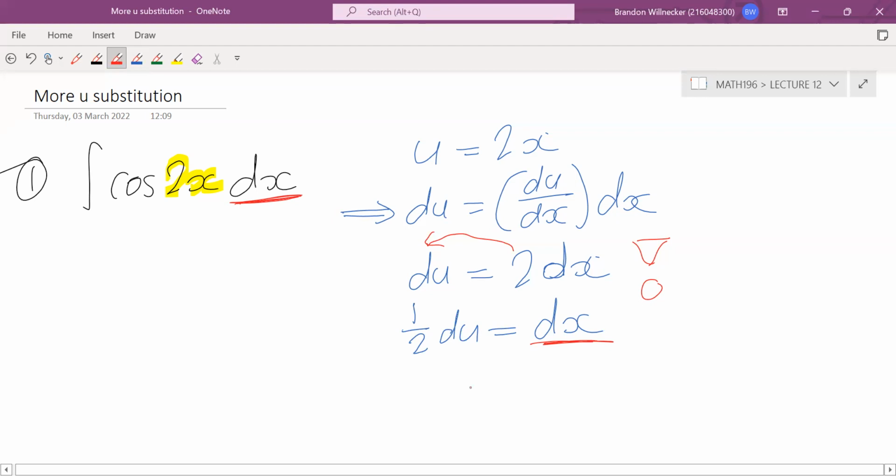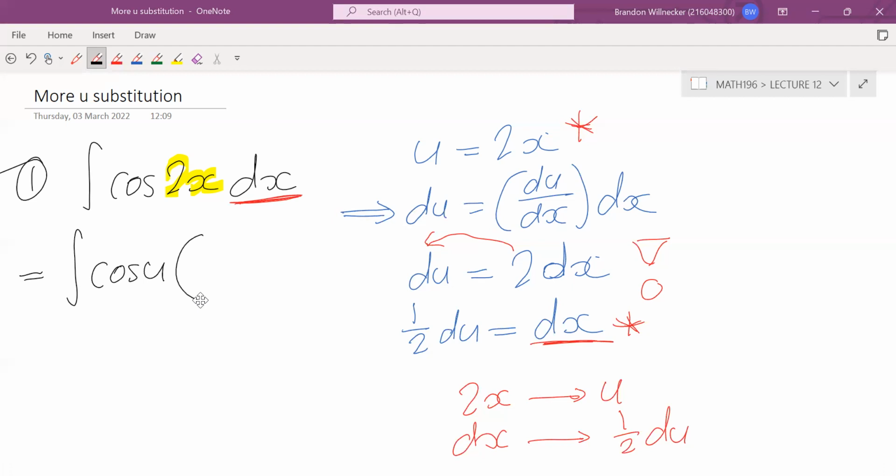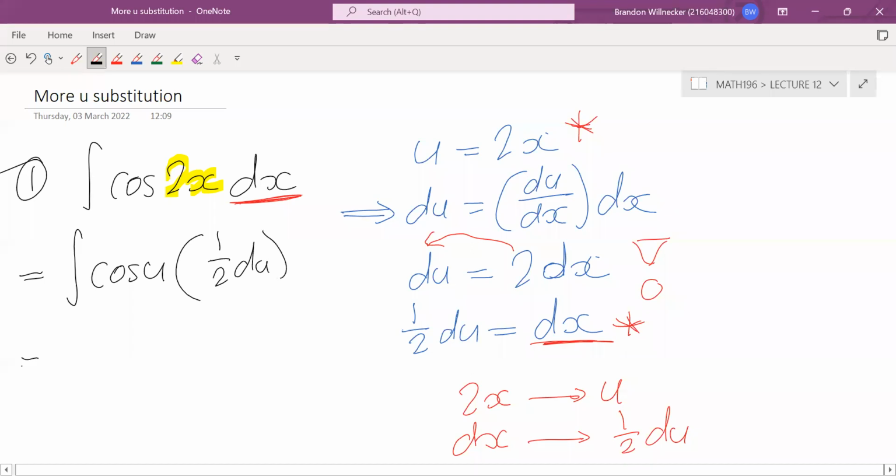So let's just write that on the side. 2x, we're going to replace with u. That's from here. And dx, we are going to replace with 1/2 du. That's from here. So those are the two things we're going to replace. So let's do that. This now becomes the integral of cos of u, and dx we said we're going to replace with 1/2 du. So we can write this as 1/2 the integral of cos of u du.